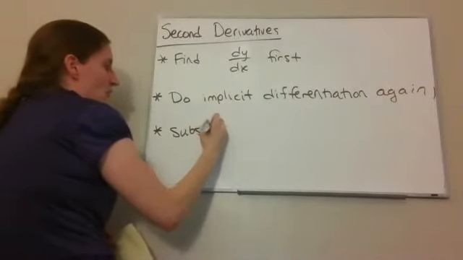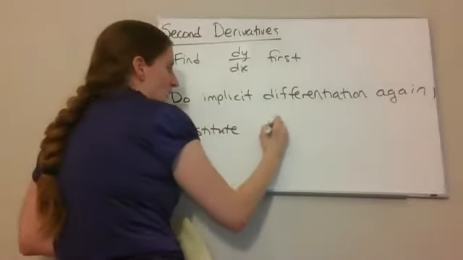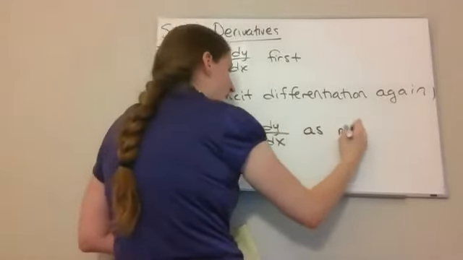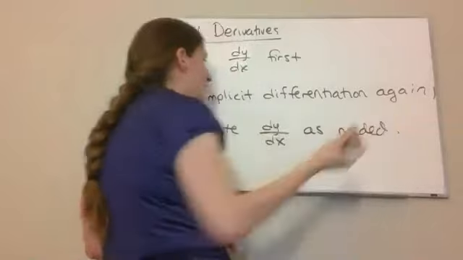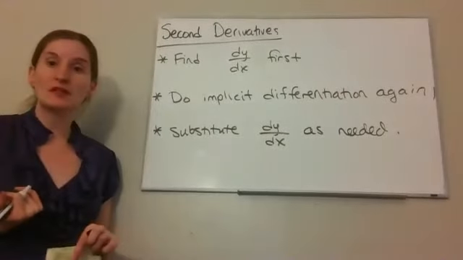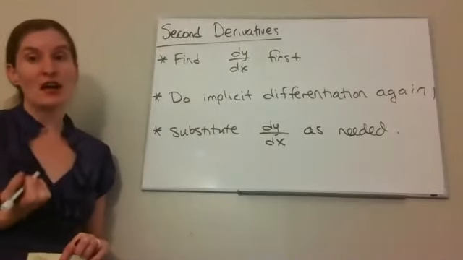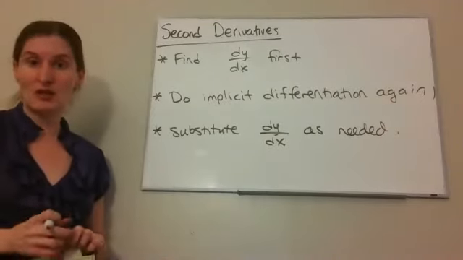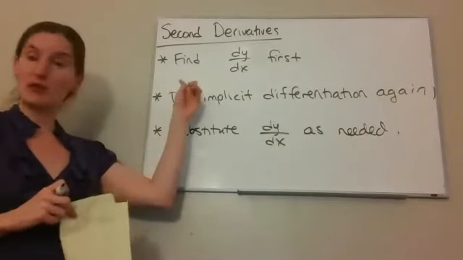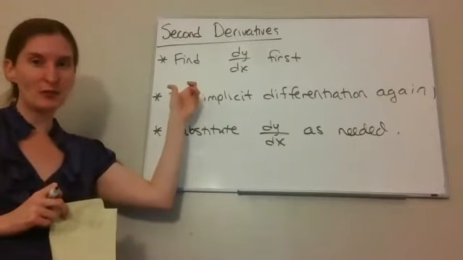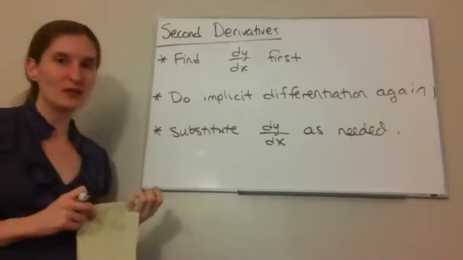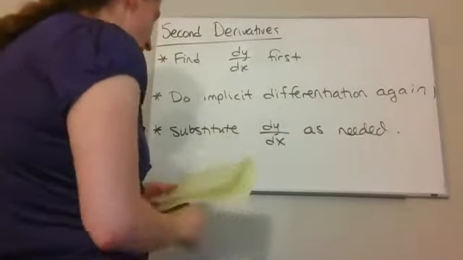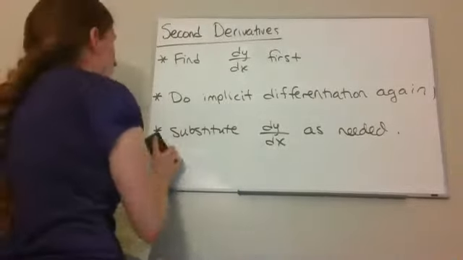And you are going to substitute what you have for dy dx as needed. What I mean by that is when you do your implicit differentiation again, a lot of times you're going to get dy dx's over on one side of the equation. But from our first step, you will know what dy dx is equal to and can substitute that information in. So let's do an example where we have to do a second derivative.